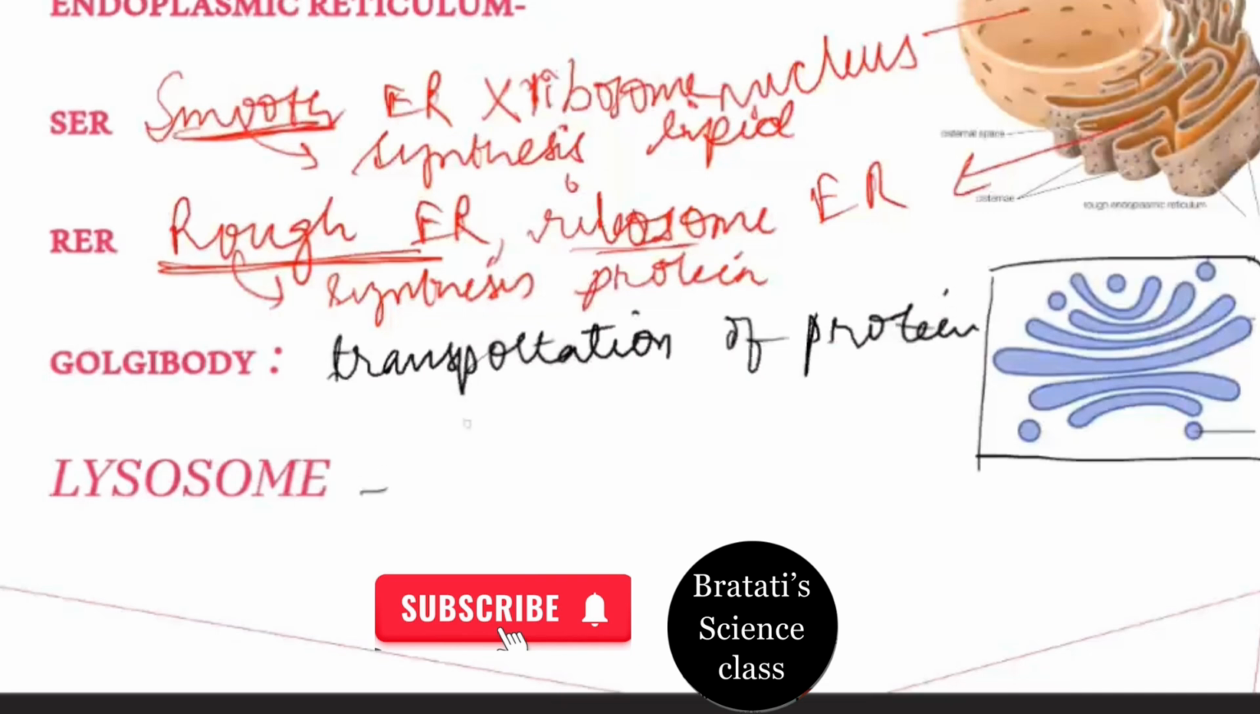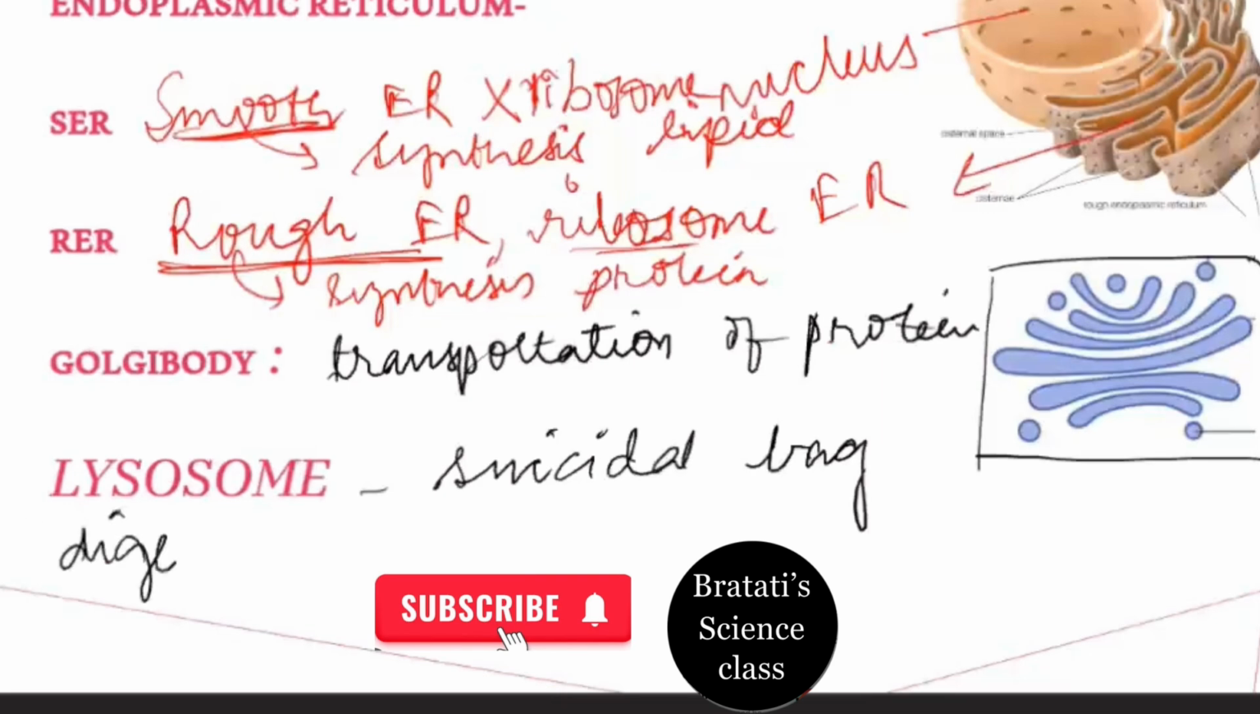And the lysosome, which is also known as the suicidal bag, is present in the cell. They have many digestive enzymes, which help in the digestion of different cells and different substances.